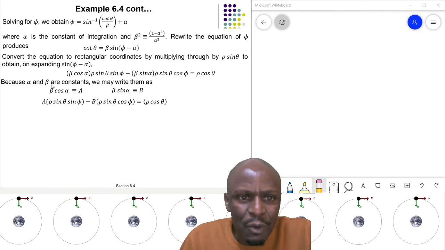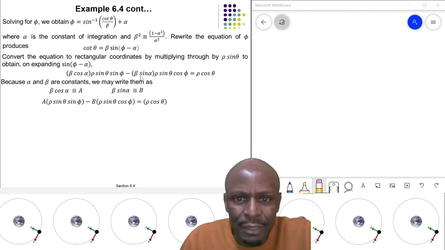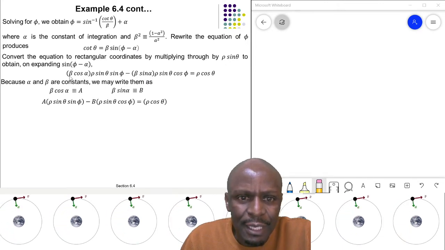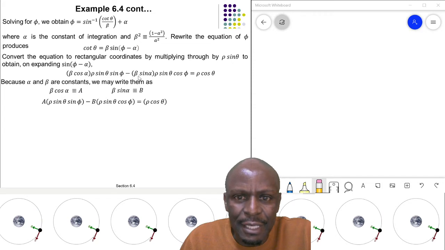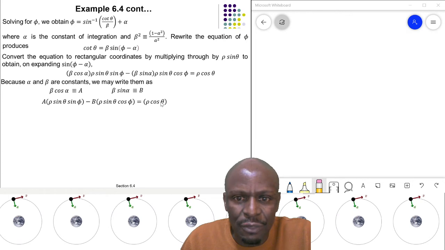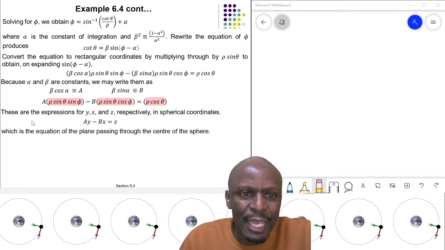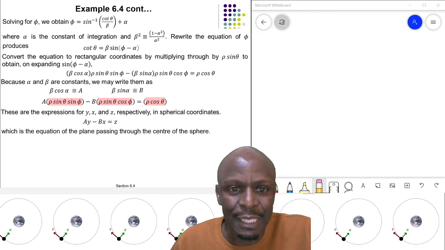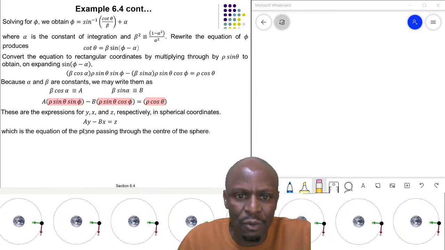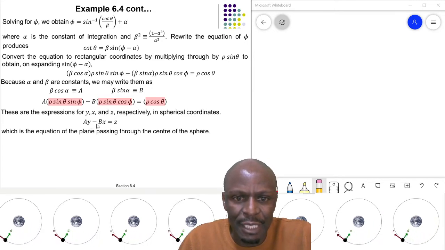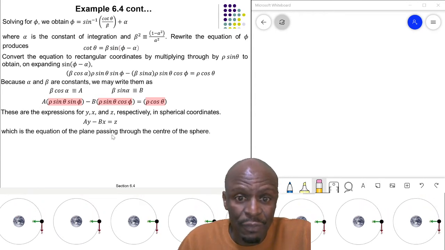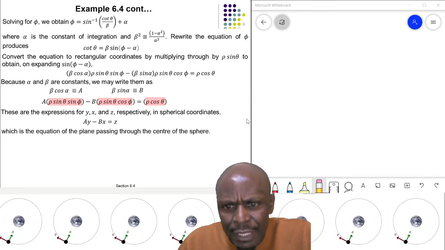Now, because alpha and beta are constant, this can be defined as A, and this can be defined as beta. If you plug this in there, this is the equation that you are going to have. From this equation, we can just see that these expressions are nothing else but the expressions for x, y, and z respectively in spherical coordinates, and which can be written in terms of this. That is nothing else but the equation of a plane passing through the center of a sphere.